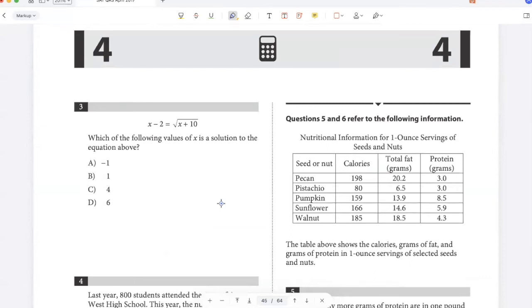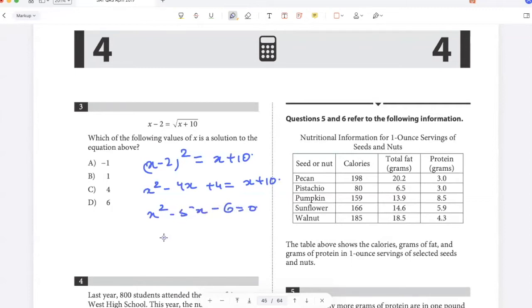Number 3, which of the following values of x is a solution to this equation? So let's square both sides. x minus 2 whole squared is x plus 10. x squared minus 4x plus 4 is x plus 10. So x squared minus 5x minus 6 is 0. So x squared minus 6x plus x minus 6 is 0. So x minus 6 into x plus 1 is 0. So x is 6 or negative 1.